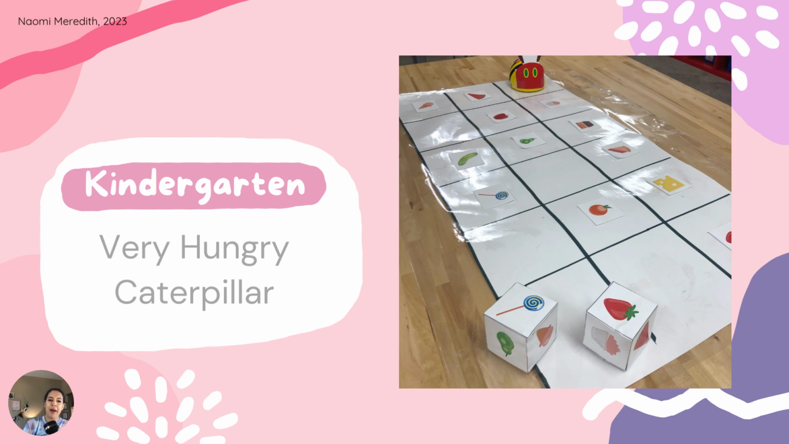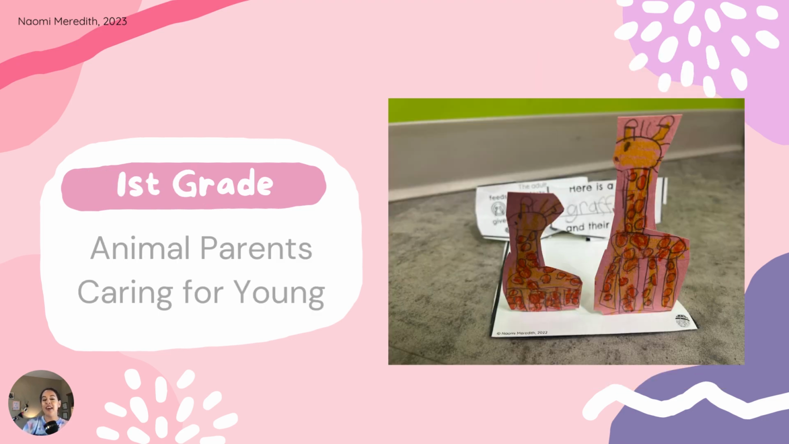You notice in that back corner, there's the hungry caterpillar, but I disguised a Bee-Bot. So, haha, the Bee-Bot's wearing a mask. So that's fun too. Kids like to dress up these robots, so that can be a challenge in itself. In first grade, this one was very similar to the Arctic animal one, but instead we were talking about animal parents and how they care for their young.